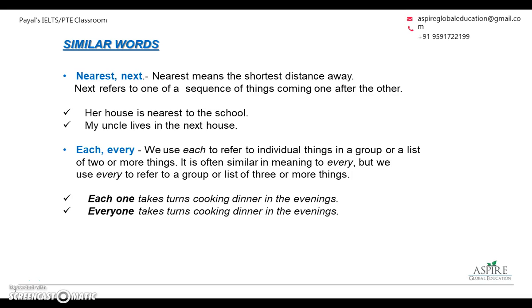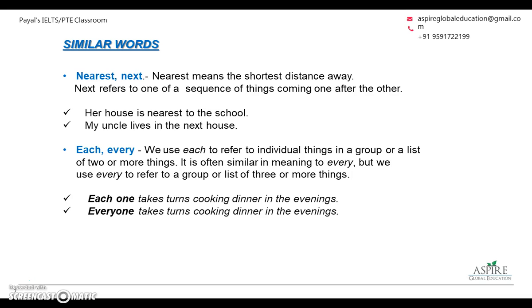Nearest, next. So the word nearest means the shortest distance away, whereas the word next refers to one of the sequence of things, that means just next to another. Her house is nearest to the school, which means I'm talking with respect to distance. My uncle lives in the next house. That means maybe in number. With respect to number, it is the next house.